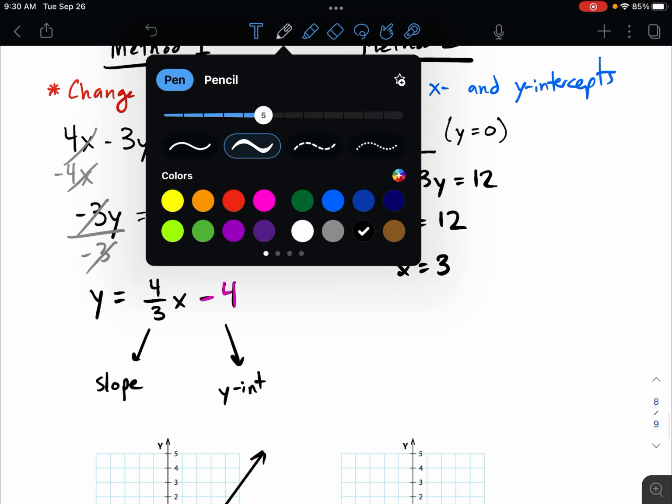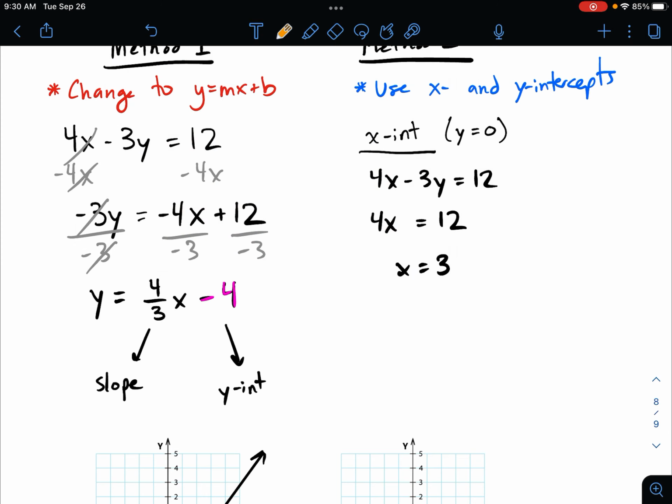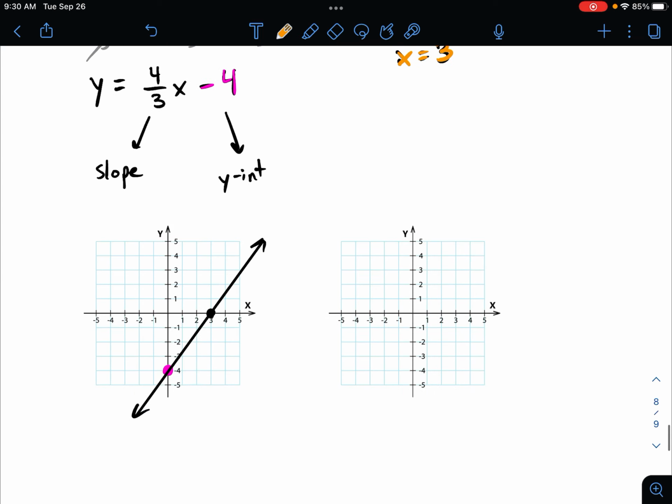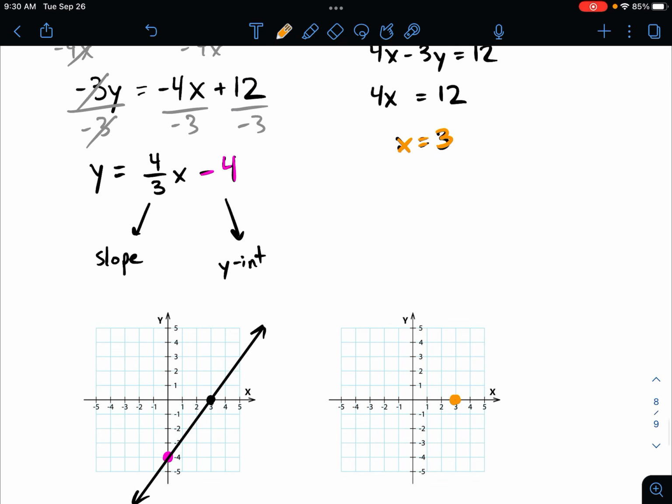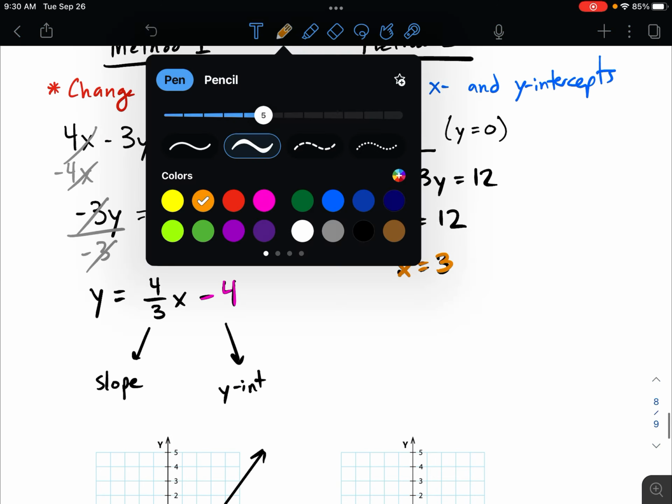So I know that my x-intercept is 3, so I'll do that in, let's make it orange, how about? So if I find out that the x-intercept is 3, I'm going to go down here and draw 3 on my graph, right? 3, 0 is the x-intercept, right? The x-intercept is always on the x-axis.